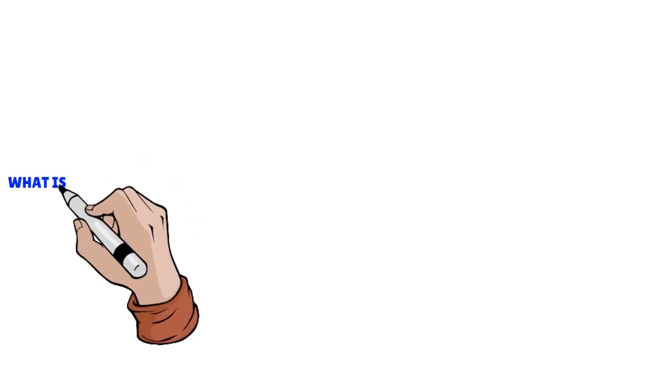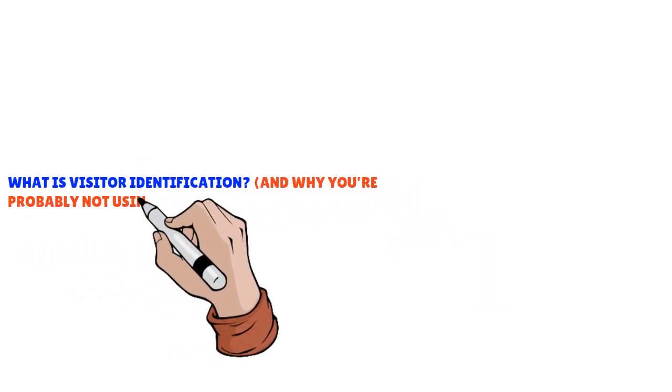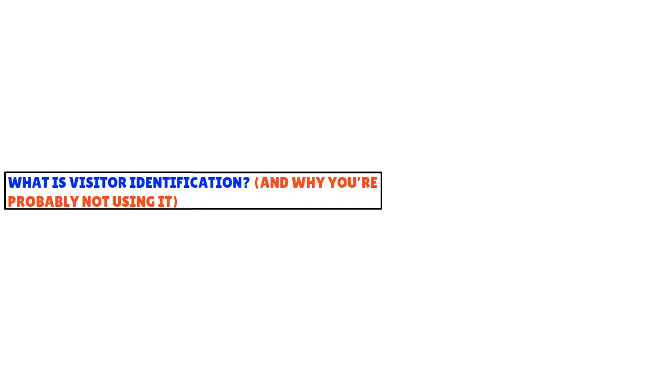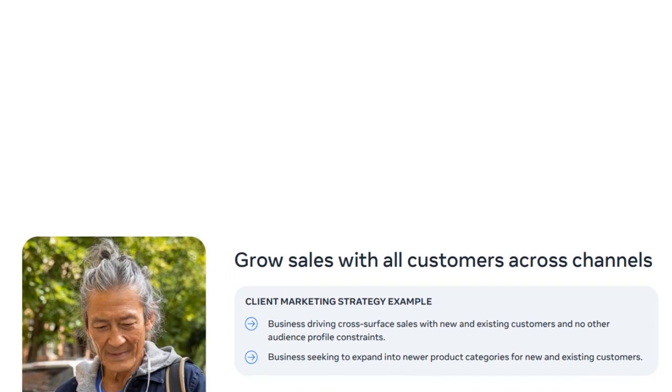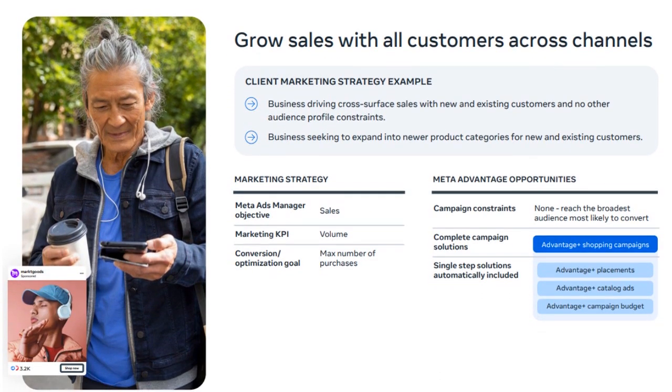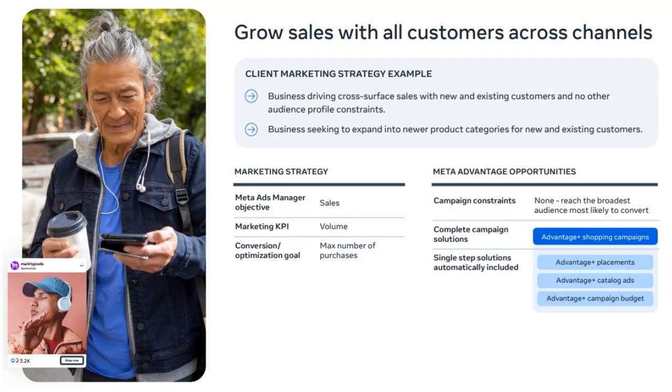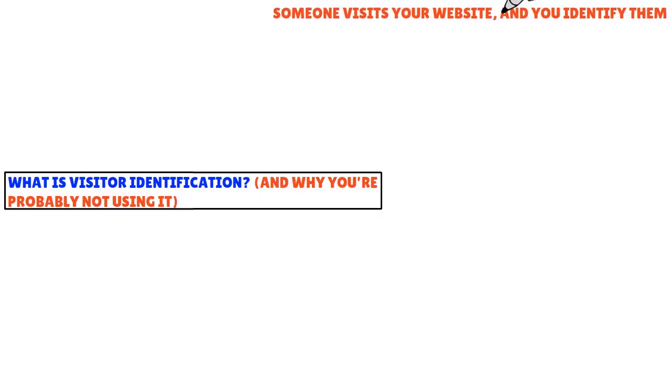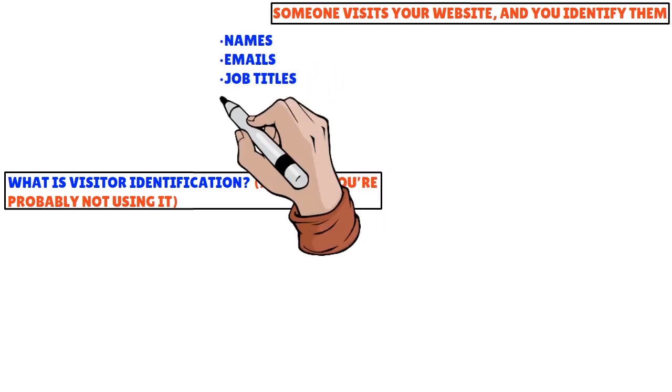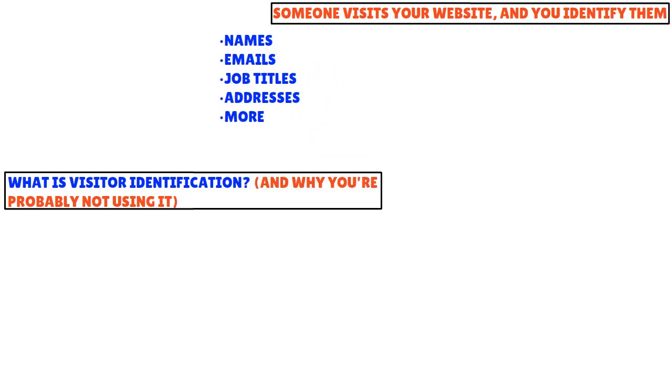So let me talk to you quickly about what visitor identification really is and why you probably have never heard of it, or probably you're not even using it. If you're like most advertisers, visitor identification might not sound familiar, or like something only enterprise brands have figured out. You also may not realize that it's everywhere. In all likelihood, you've seen it without even knowing. Believe me. To break it down for you, visitor identification is exactly what it sounds like. Someone visits your website and you identify them. So we're talking names, emails, job titles, addresses, and more.